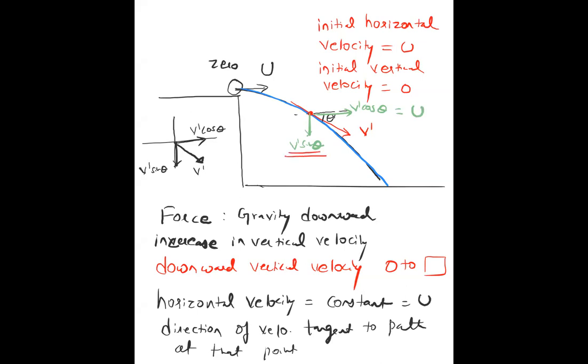V dash sin theta is the vertical velocity component, and this keeps on increasing. As you can see, if you draw various tangents at different points on the curve, you will observe that the value of theta dash keeps on increasing, because the curve is becoming quite vertical. So the angle keeps on increasing. Okay. So theta double dash will be more than theta dash. Therefore, the vertical velocity will increase.